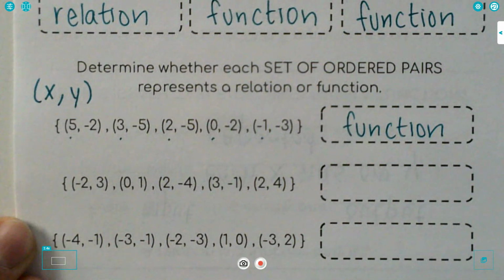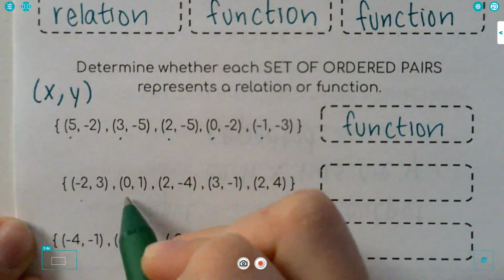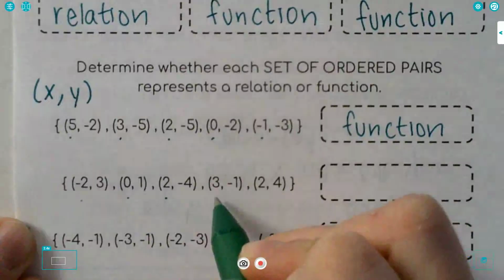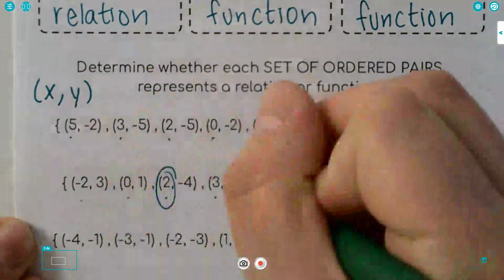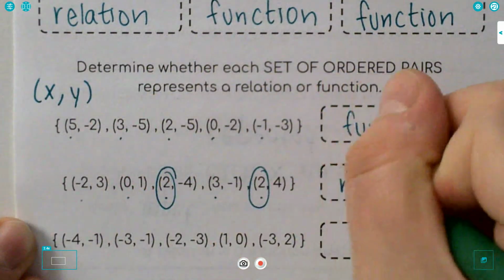All right, next one. Negative 2, 0, 2, 3, 2. Did I repeat any x values? Yes, I repeated the 2. So that one is a relation.